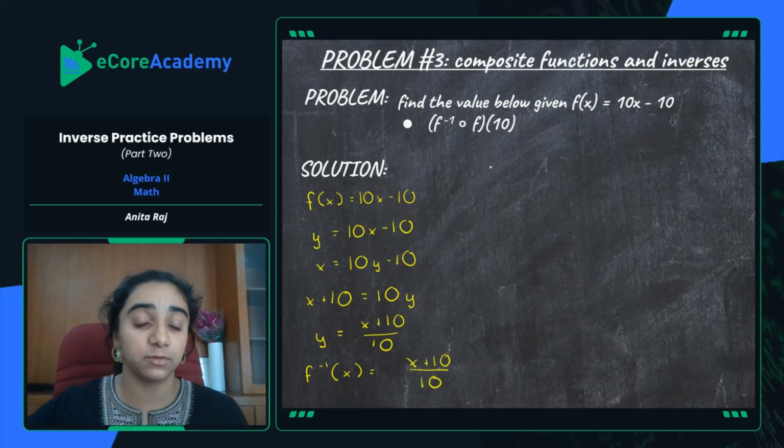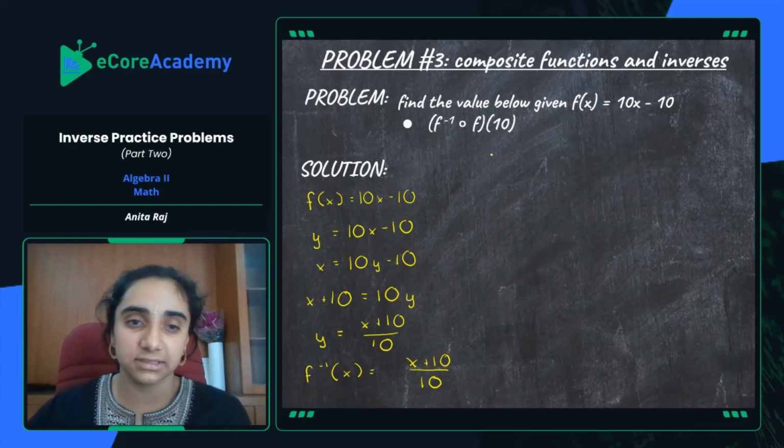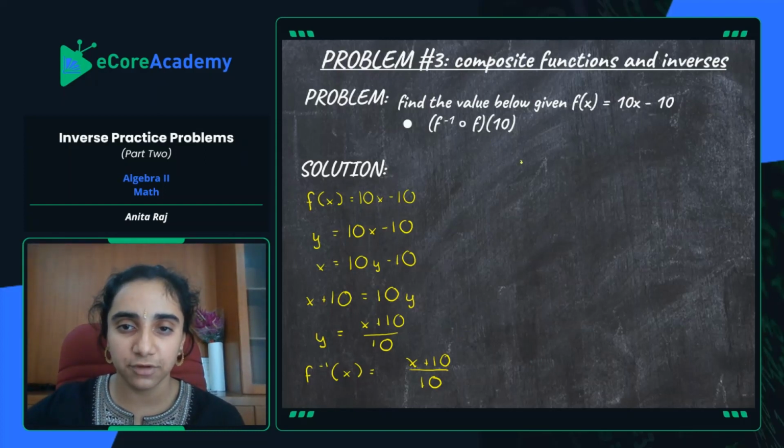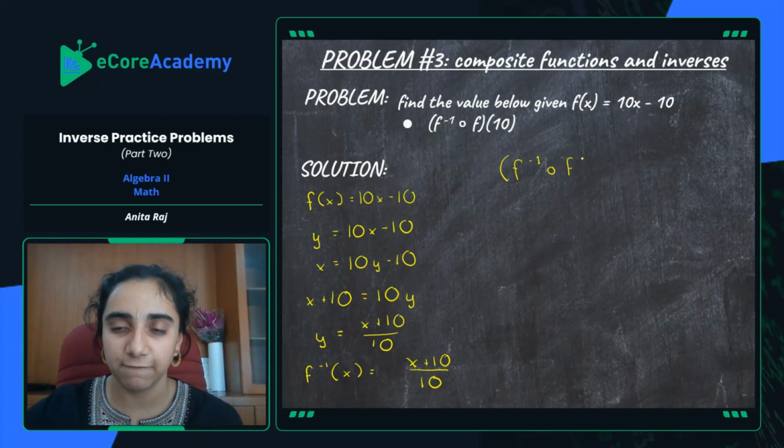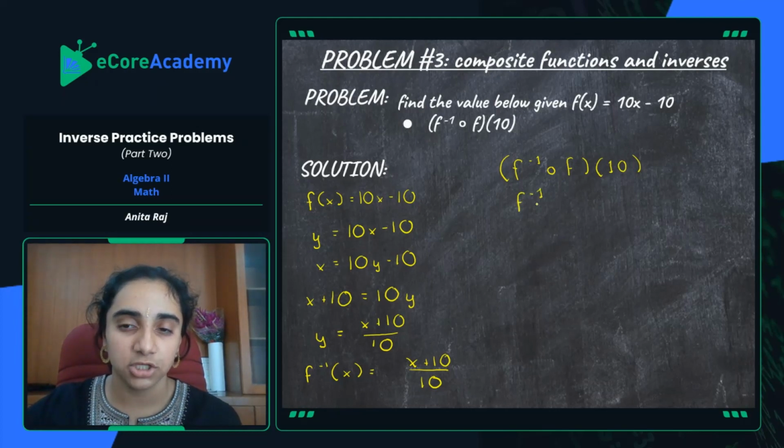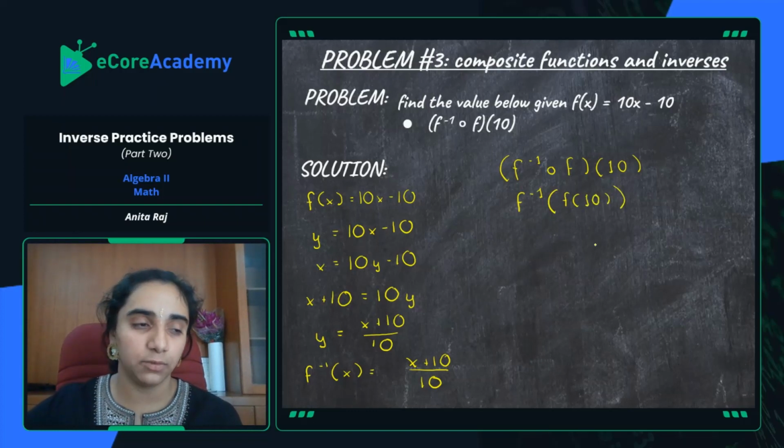Now what do we have to do? Well, we have to put it into this composite function. So the composite function we've been given is f inverse of f of 10. So let's write this in terms that are better for us, which is the parenthetical terms that I usually use. So f inverse is on the outside of f of 10. So that's how we're going to solve.